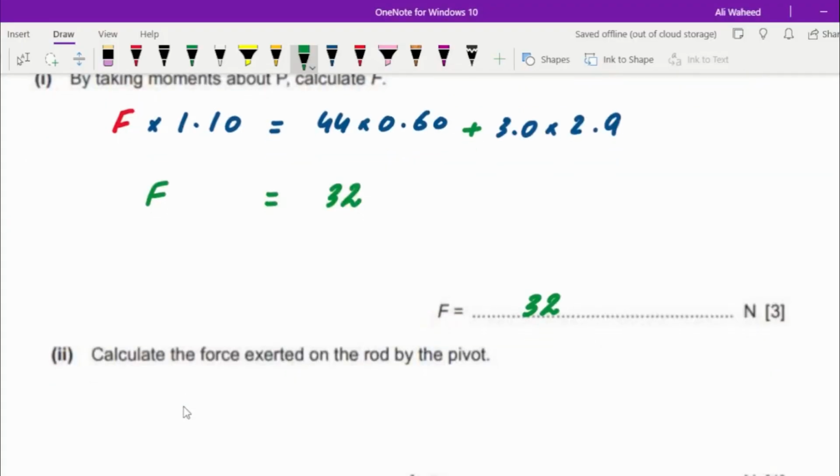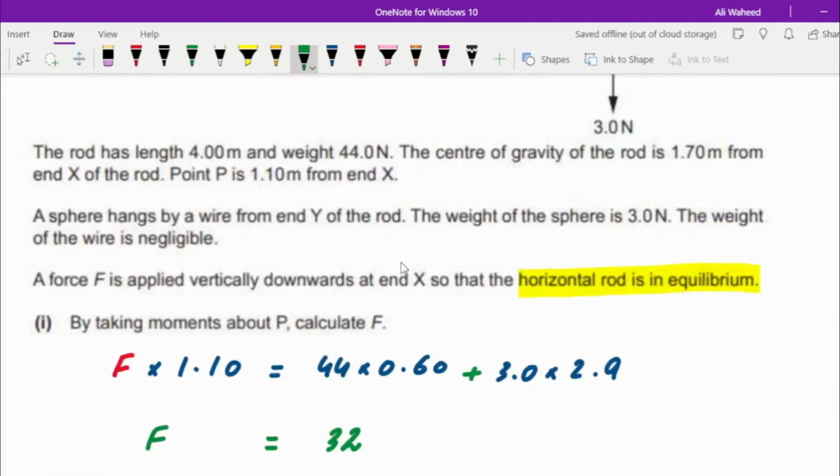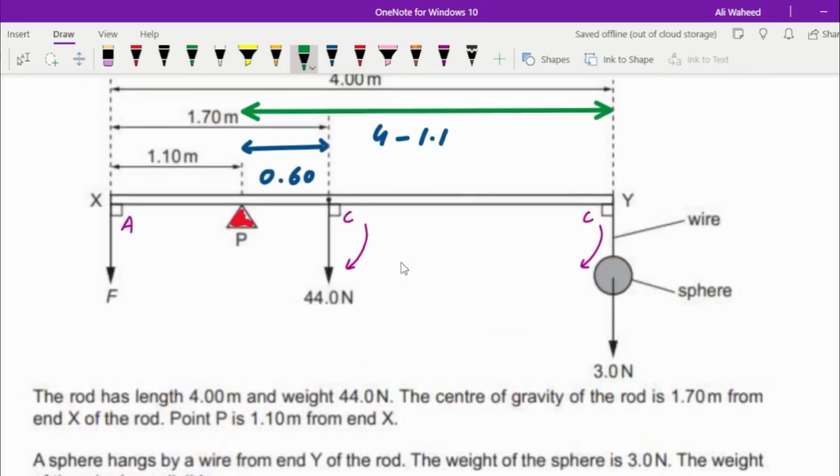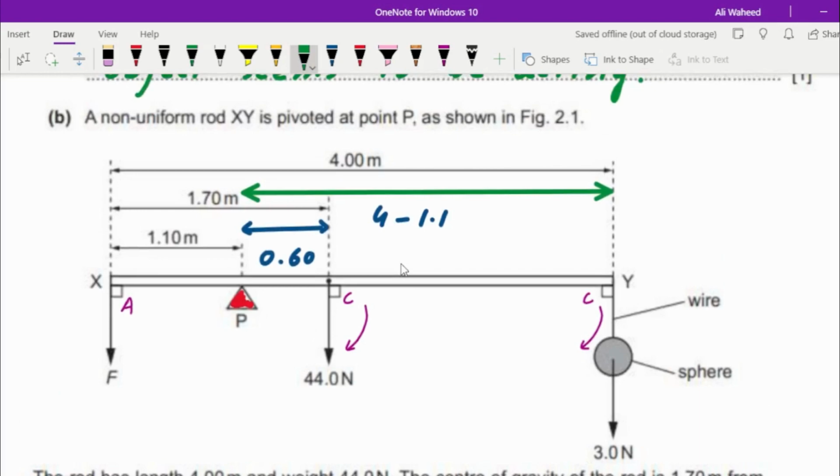Let's move on to the next part. Calculate the force exerted on the rod by the pivot. So how much force the pivot is exerting on the rod? That equals the force that the rod is exerting on the pivot. Action and reaction are equal in magnitude, but opposite in direction.